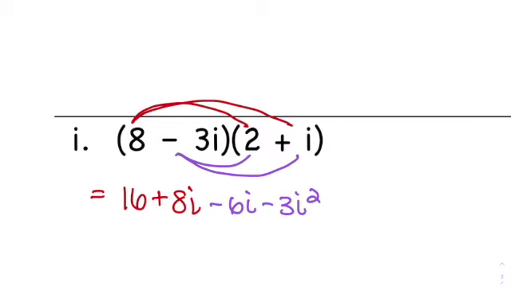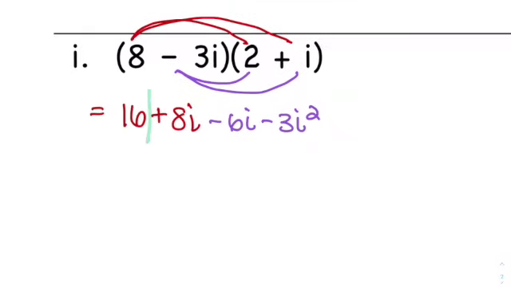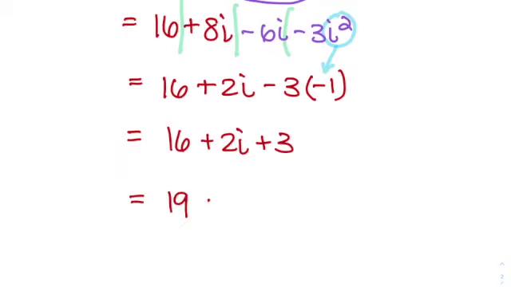Now we are going to do a couple things. We're going to have to combine like terms and change my negative signs. So you have 4 terms. You can see something real quick: 8i plus negative 6i gives you plus 2i. Then minus 3i squared becomes positive 3, since i squared is negative 1. All right, now I'm going to combine. So that becomes 16 plus 2i plus 3, and that is going to be 19 plus 2i, and that will be your answer for this problem.